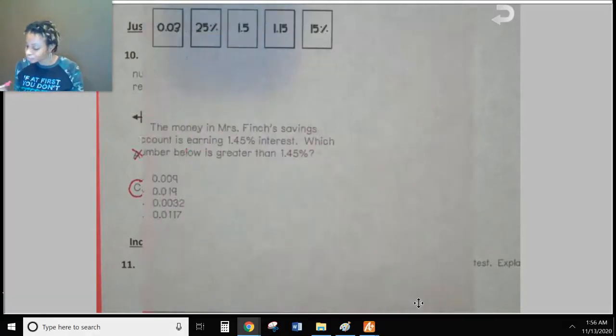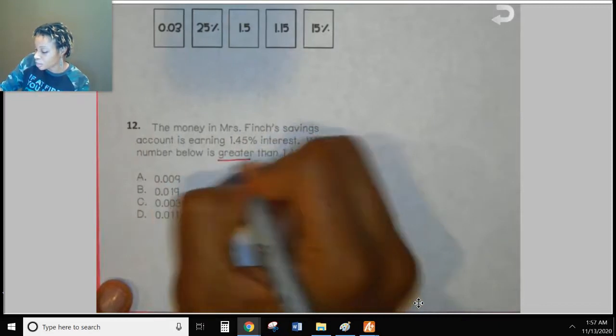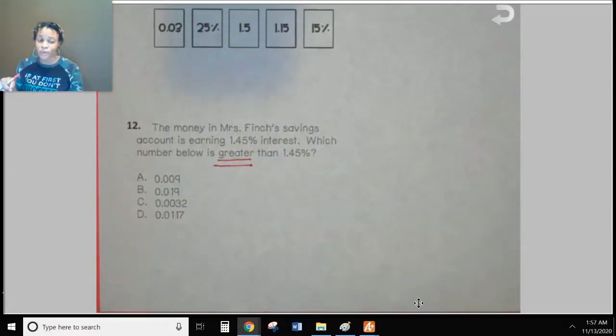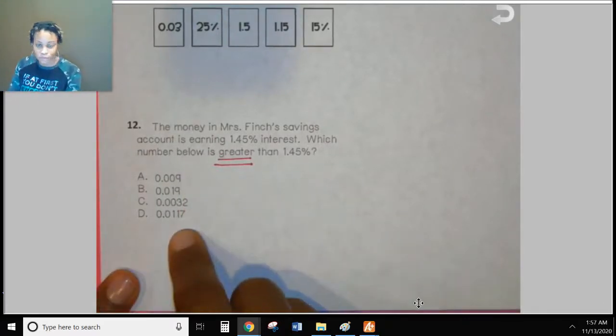The money in Mrs. Finch's savings account is earning 1 4,500% interest. Which number below is greater than 1 4,500%? So we want a number that is greater. Okay? So just like before, the first thing I want to do is take this percentage and make it a decimal. Look at all our answer choices. They're all in decimal form.